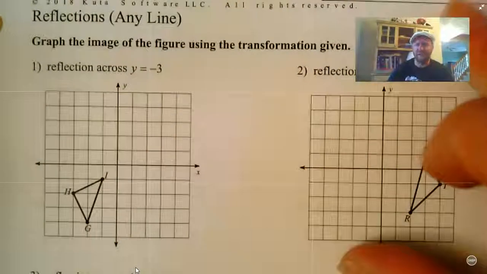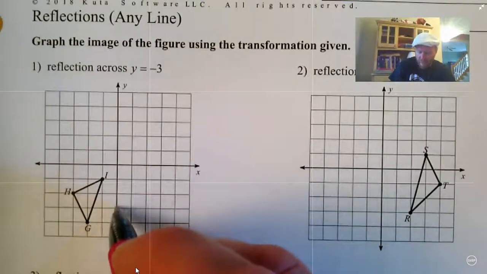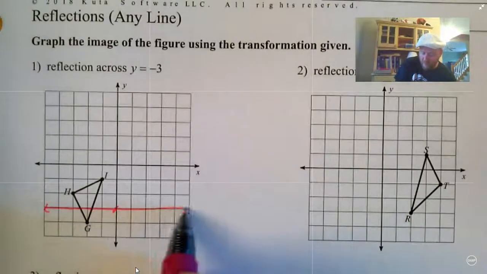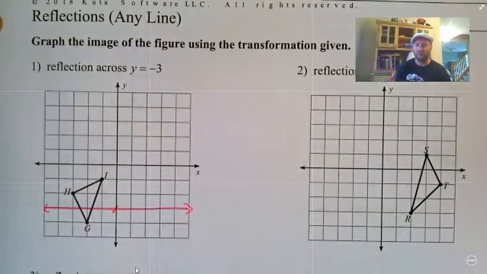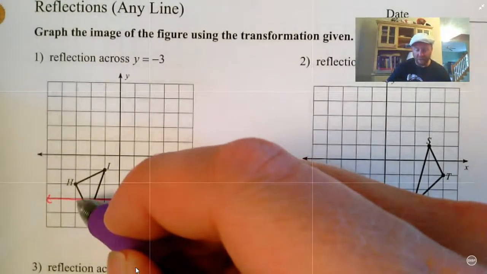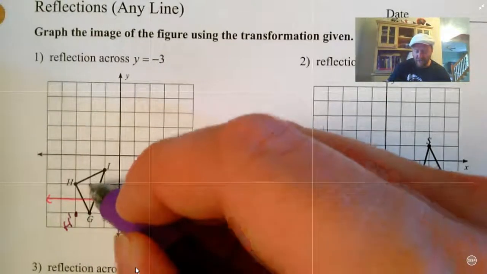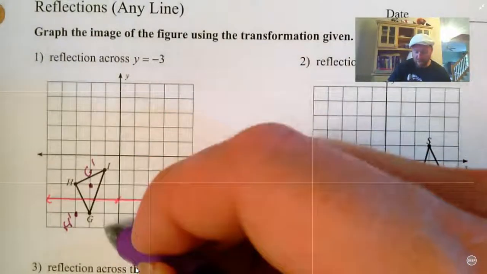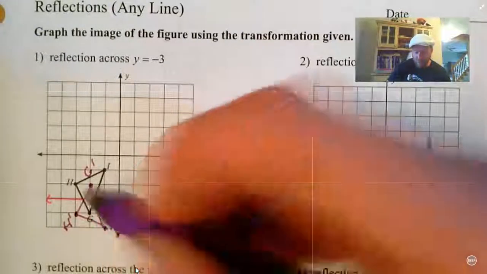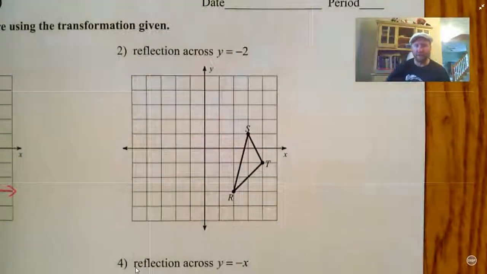So let's go ahead and sketch the line in first. You go to the y-axis, mark the point -3 on the y-axis, and draw a line that passes through that point. Now we'll just reflect each point individually by going down to the line of reflection. H is a space away, so its reflection is a space on the other side. Same with G, and then I is 2 spaces, so its reflection is over here. And you just connect the points. There you go.